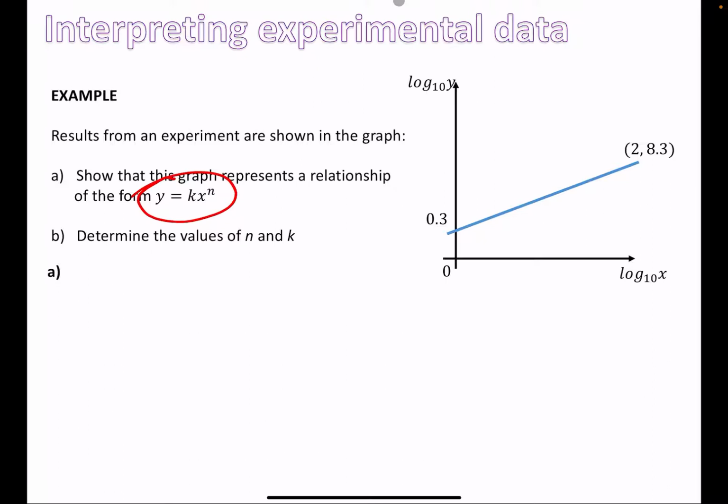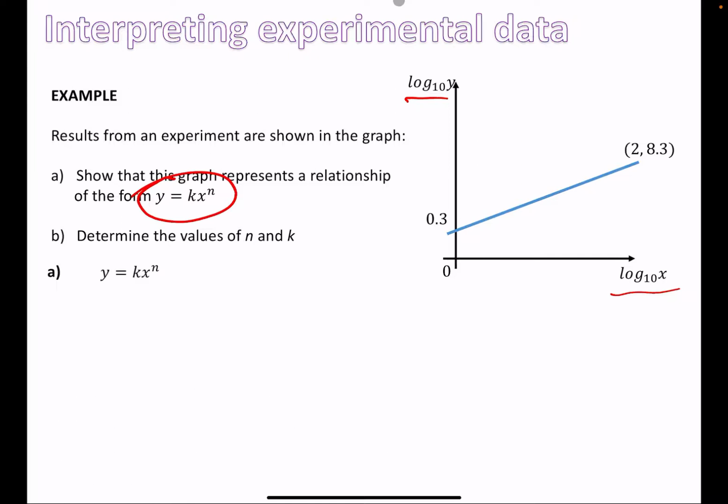So what we're going to do with this y equals kx to the power of n is apply laws of logs to introduce the fact that we've got a log of base 10 y and a log of base 10 x, and then play around with it until it looks something like y equals mx plus c. It's not going to look exactly like that because there's going to be logs in there, but it's going to have that kind of form. It's just that instead of a y, it's going to have a log of base 10 y, and instead of an x, it's going to have a log of base 10 x, okay?